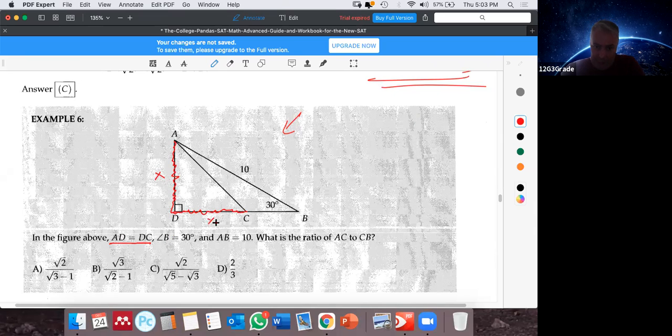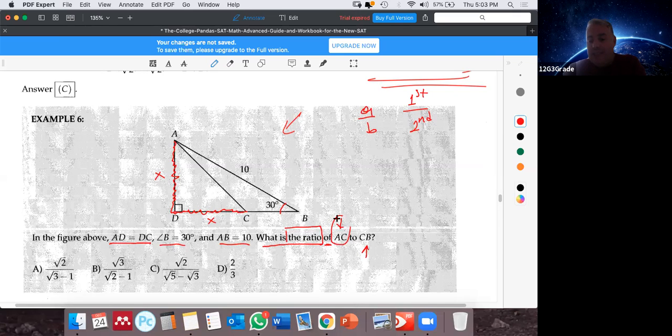Okay, let me call them X and X. And then 30 degrees, so here. And then AB stands here, very good. Till here, there is no question. What is the ratio? The ratio means A over B, I mean first number to second number. So ratio of what? AC to BC.